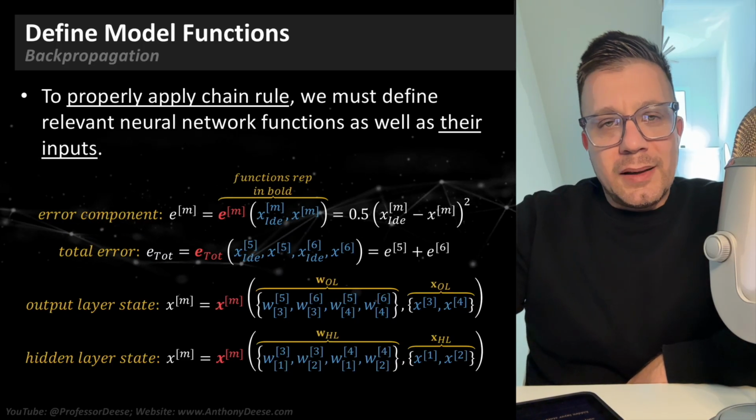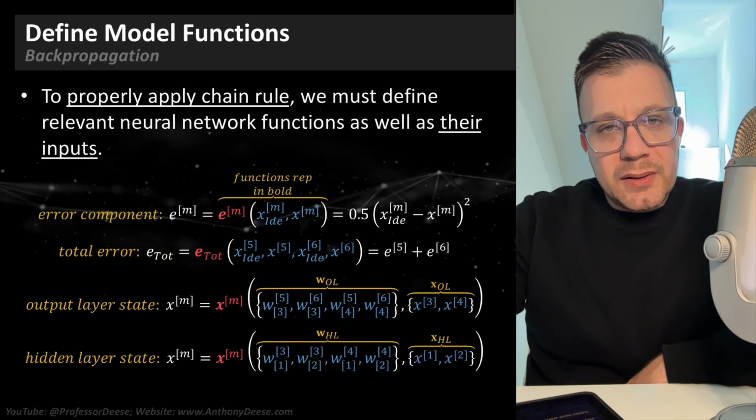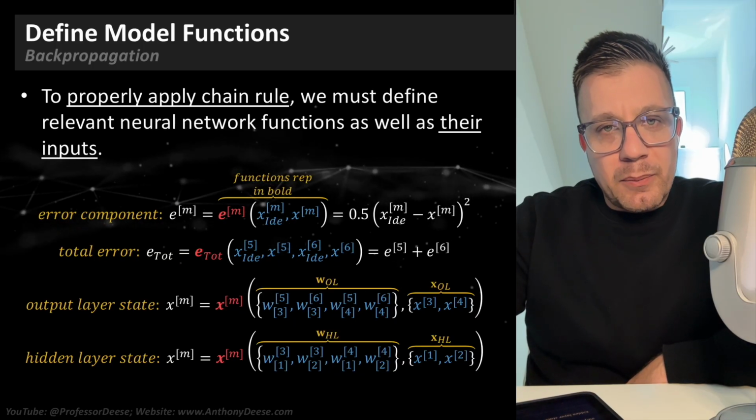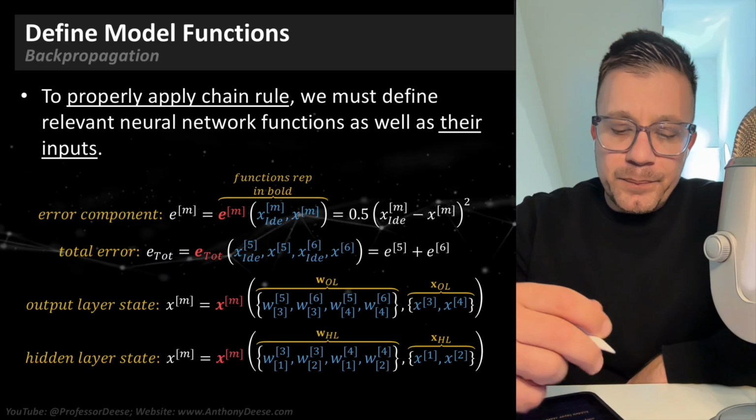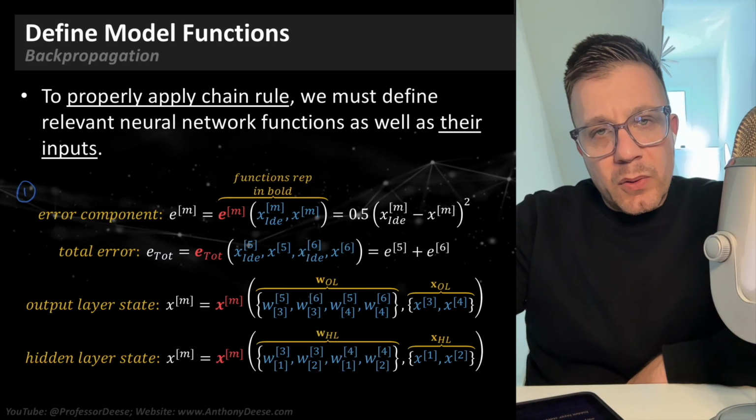Remember that this module is a continuation of the previous, and we're using the same four-node neural network example from that module for this one. So we have four functions that we're going to look at. The first is a single component of the error.